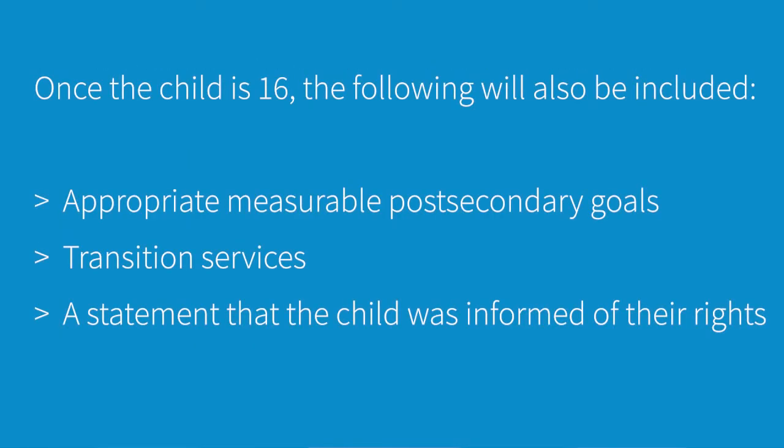And lastly, once the child is 16, the IEP should include appropriate measurable post-secondary goals based upon age-appropriate transition assessments relating to training, education, employment, and where appropriate, independent living skills. The transition services, including courses of study, needed to assist the child in reaching those goals, and beginning no later than 1 year before the child reaches the age of majority under state law, a statement that the child has been informed of their rights, if any, that will transfer to the child on reaching the age of majority.